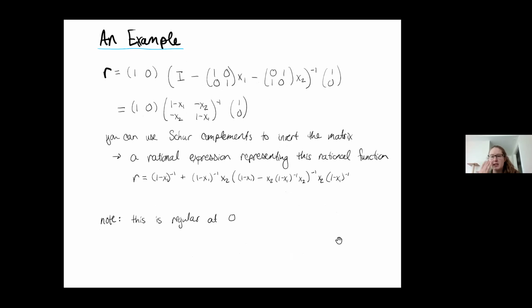So here's an example. This is a realization that's built as a descriptor realization. I've just done the most simple, straightforward one I can think of. And you can use Schur complements to actually invert this matrix and get yourself a rational expression representing this rational function. So the realization is one way to look at a rational function and then since the rational function's an equivalence class, it may have lots and lots of representative expressions. A note here, this thing's regular at 0, right? You can imagine, all right, if I plug in 0 everywhere, nothing falls apart. I'm not trying to invert something I can't.